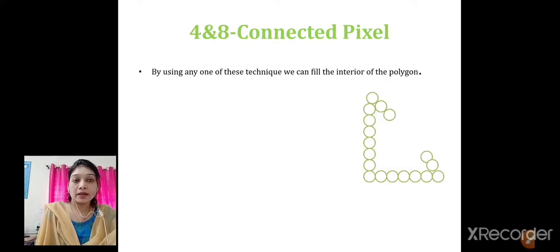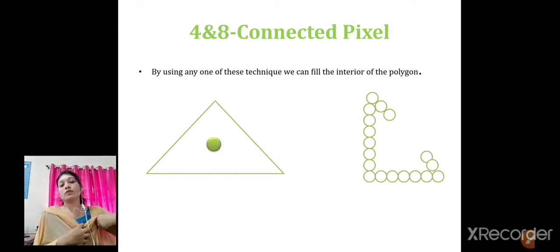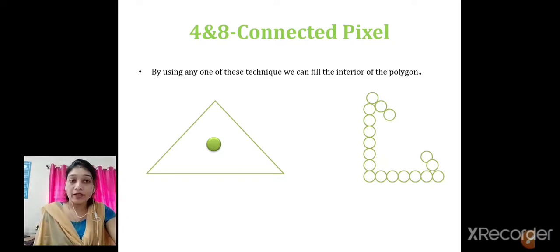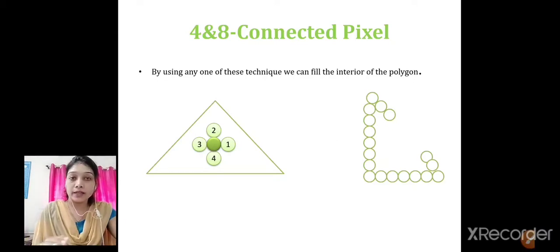We can see the benefit in this diagram of 4 and 8 connected pixels. Whenever we want to fill the polygon or the interior of the polygon, suppose this is my polygon, a triangle. If I try to fill that polygon with 4 connected pixels, how am I going to find them? First of all, I will find the middle pixel, and then according to that middle pixel I will find the left, right, above and below pixels. In this way we are going to cover or fill the interior of the polygon.